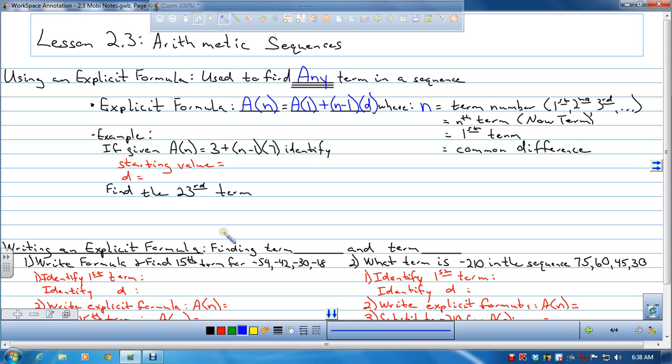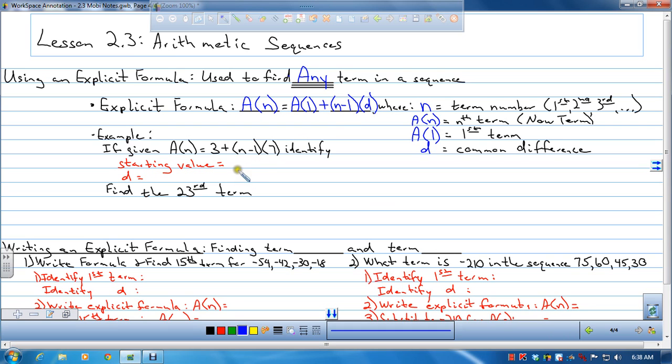Now the nth term is what we will call the now term. It's what we're trying to find, right? So that's the a of n. The a of 1 is the first term. And again, d is our common difference. And those are the things you'll need to know in order to write these explicit formulas and use them appropriately.